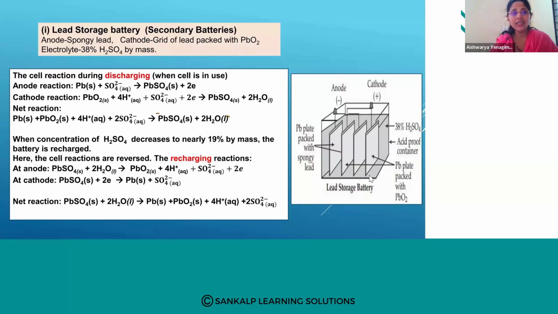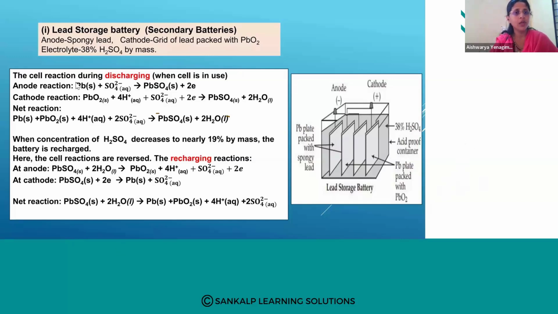Electrolyte is what? 38% H2SO4 by mass. So what is the electrolyte taken? 38% of sulfuric acid by mass is used as an electrolyte. You can draw it like this also, or you can take it in other form also. If you show a container, then for electrodes you can use rectangular blocks like that also. Okay, fine. So let us try to understand what happens.